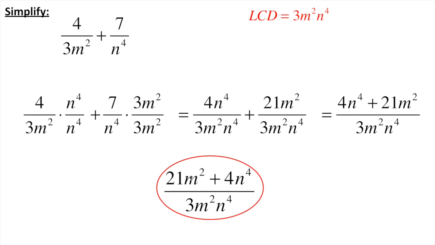Now we cannot reduce these because we have an m squared on top and bottom, but we don't have one over here. This addition sign here prohibits us from doing so. So this here is our final answer.